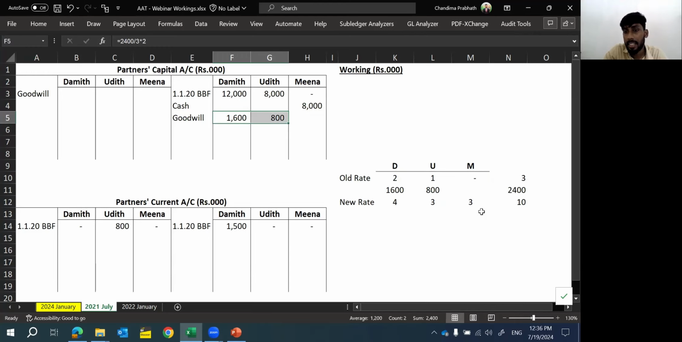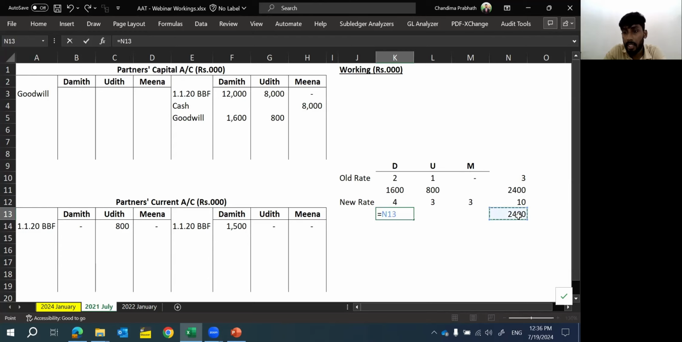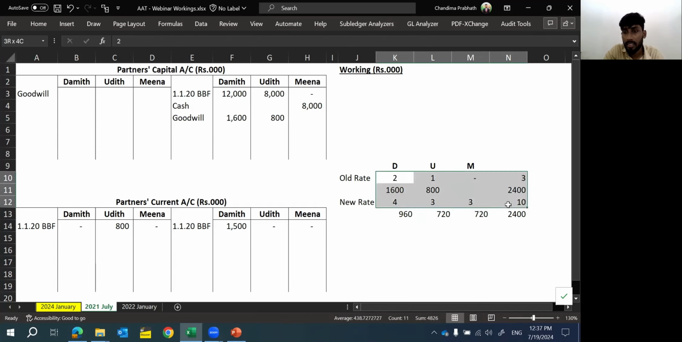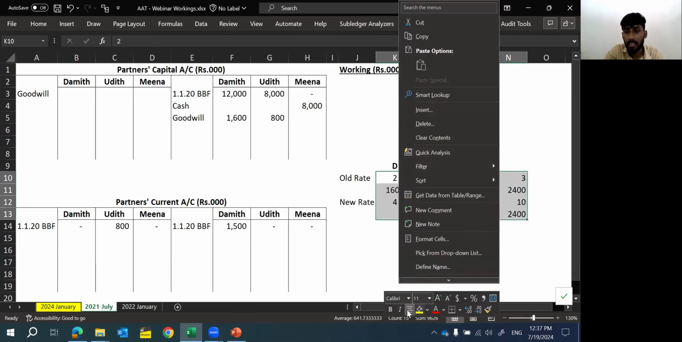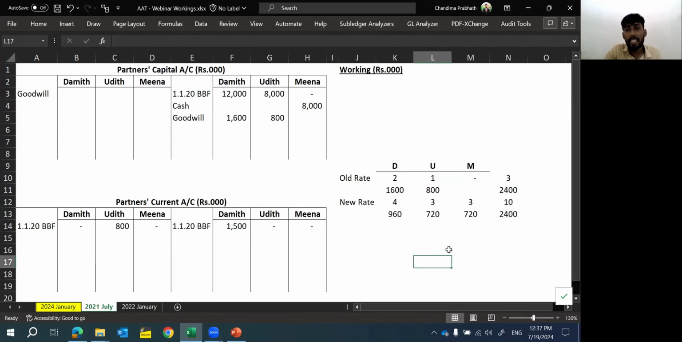I have credited, and then I need to debit using the new rate. How to debit? The total is 2,400. Damit's capital account needs to be debited 2,400 divided by 10 into 4, which is 960. Then for Udit, 2,400 divided by 10 into 3. And for Meena, 2,400 divided by 10 into 3 again. This is how the debits need to be done.